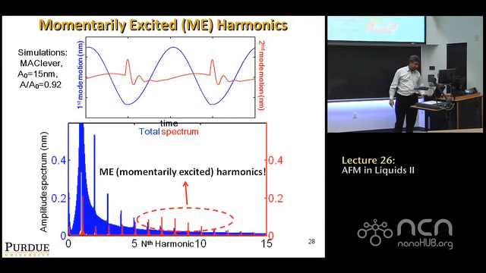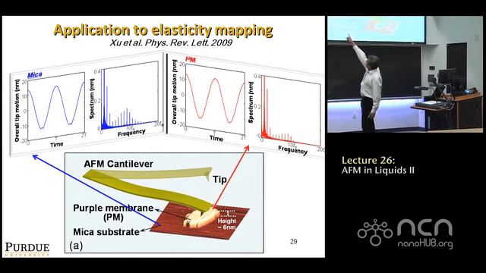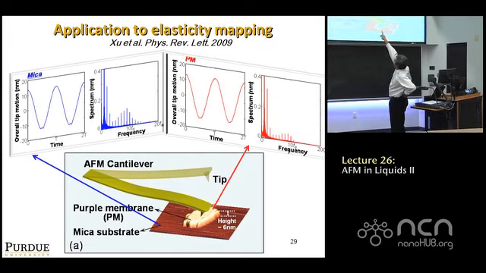So this is a simple example. You tap, this is purple membrane on mica, and this is actually a real waveform, the red one on mica, and you see that you get that ringing at the very bottom. You do a Fourier transform, and we see the higher harmonics near the second mode are really amplified. These 8th, 9th, 10th harmonics are really amplified.